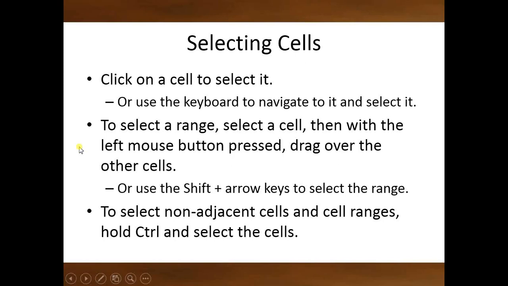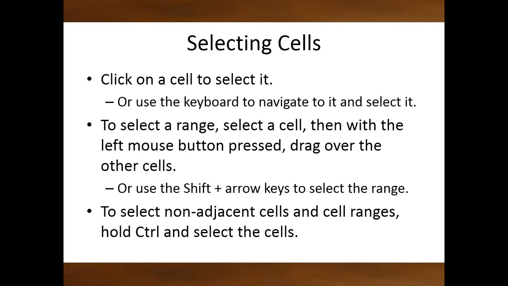Now let us look at how we select cells within a worksheet. Okay, so click on a cell to select it. Once you select it, it means you have made it the active cell. Once you click, it means you are using your mouse. But you can also use your keyboard keys that we have identified to select individual cells.